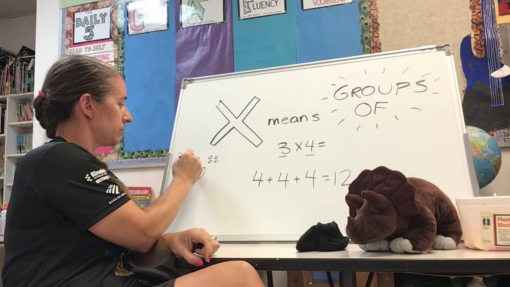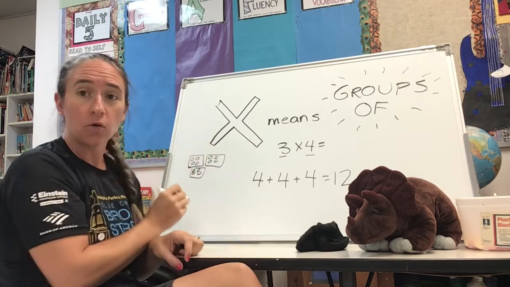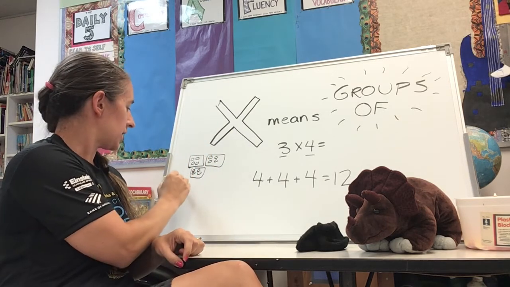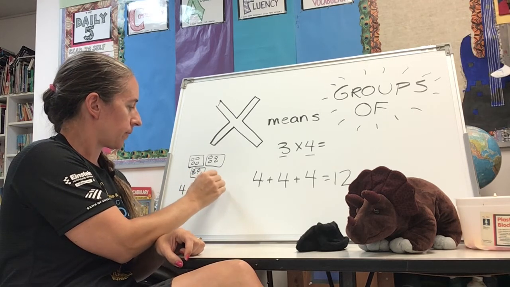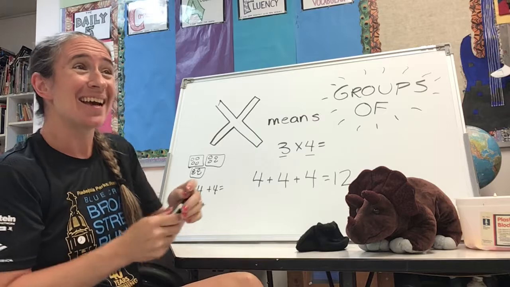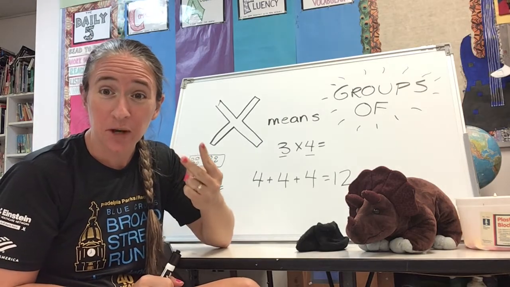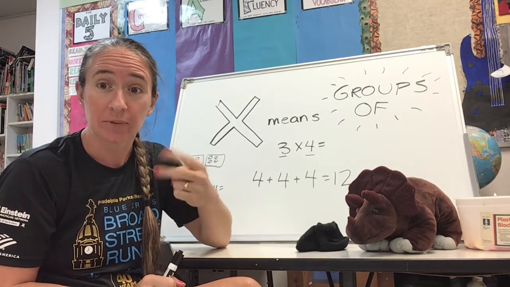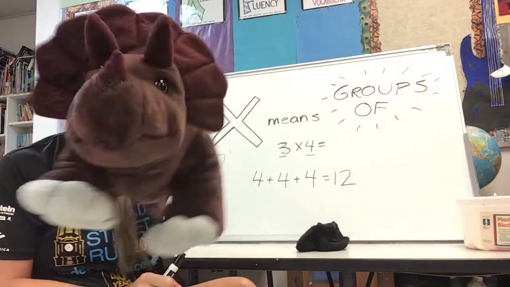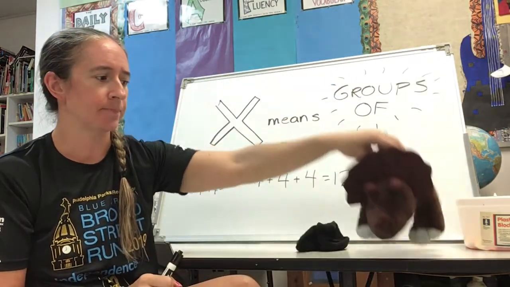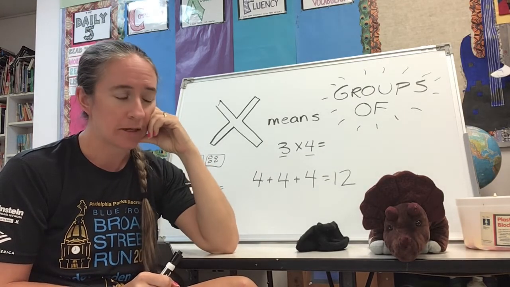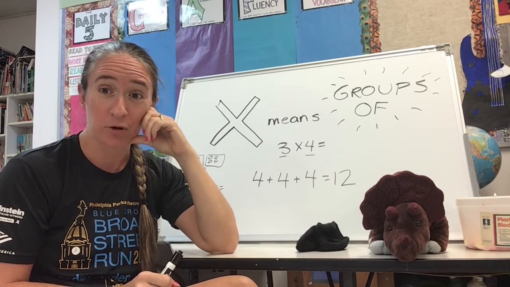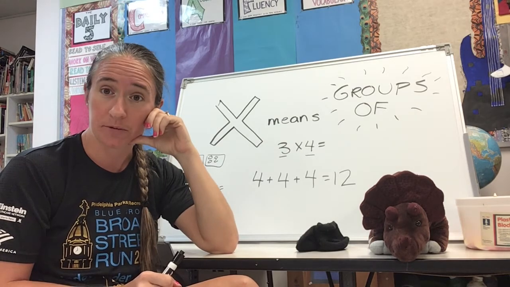I can draw a picture, or I can write an addition sentence. 4 plus 4 plus 4 equals. So now you have 2 different ways to show multiplication sentences. I don't like it. I want another way. All right, Sarah, I'm going to show you one more way, and it's by skip counting.